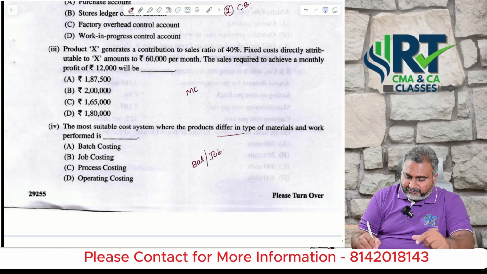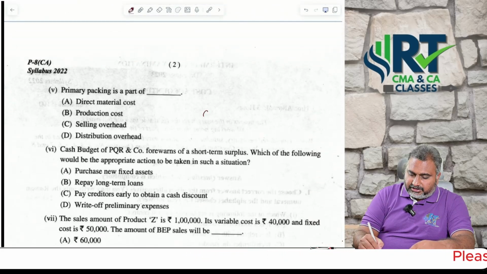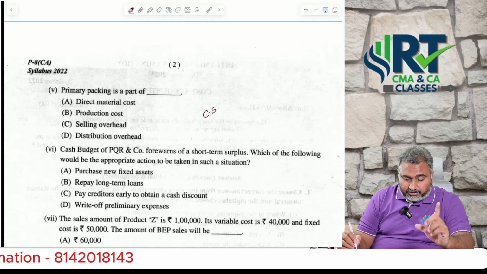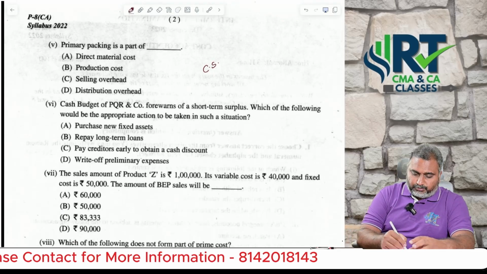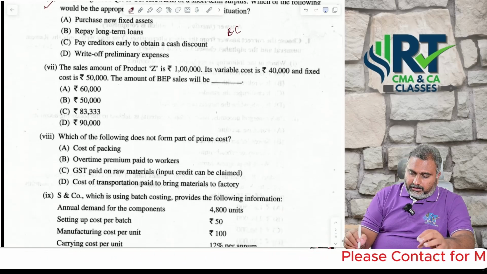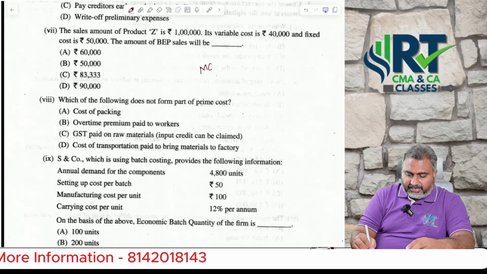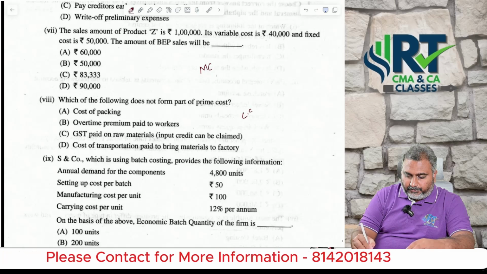or job costing. Majorly this is from job costing. And primary packing, this is from cost sheet, sir, that means from the introduction chapter only. Cash budget comes under budgetary control. This is from marginal costing once again, and this is from cost sheet once again.